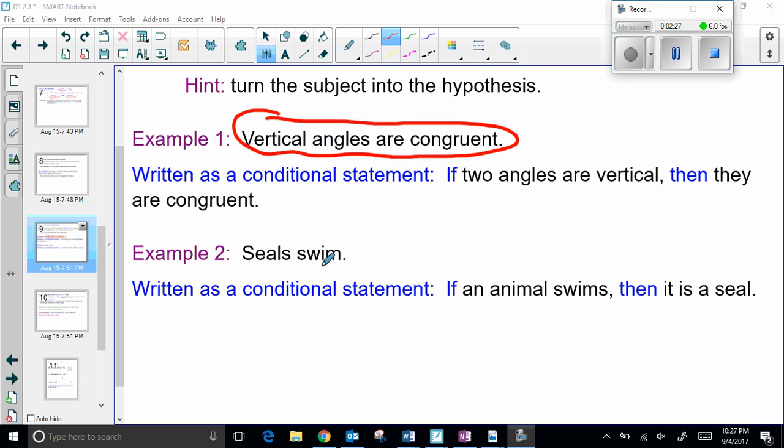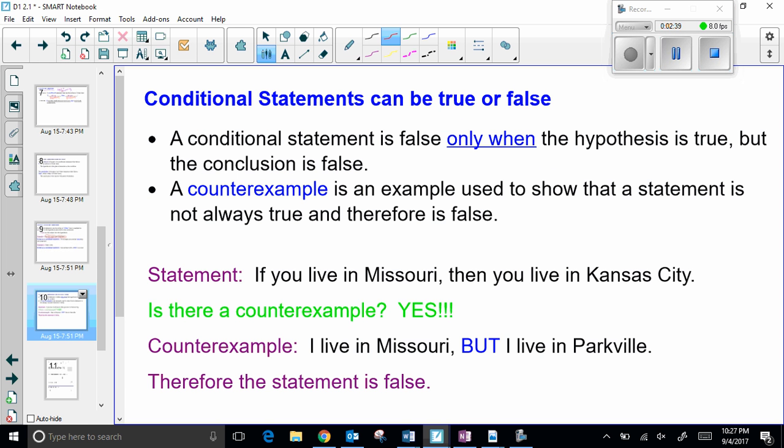Down here, seals swim. That technically is a conditional statement, but it says if an animal swims, then it is a seal. So let's move on and talk about being true or false. That's what I was trying to get at originally. A conditional statement is false only when the hypothesis is true, but the conclusion is false. So if the conclusion is false, you can prove that by coming up with a counterexample. It's a way to show that the statement is not always true.